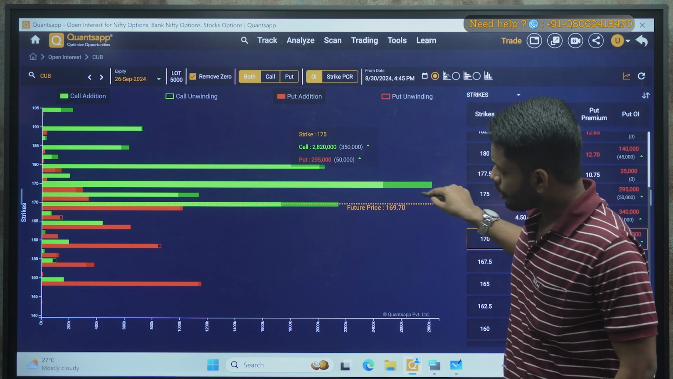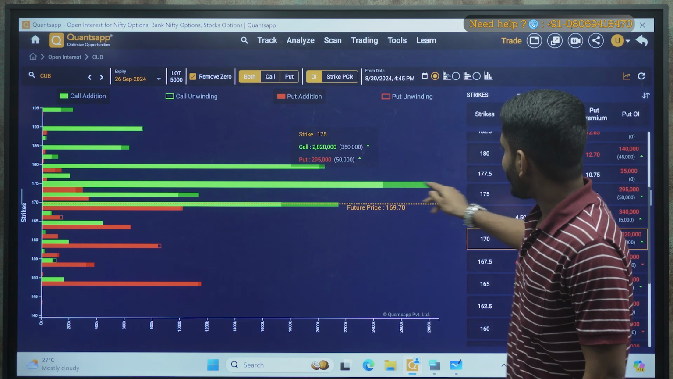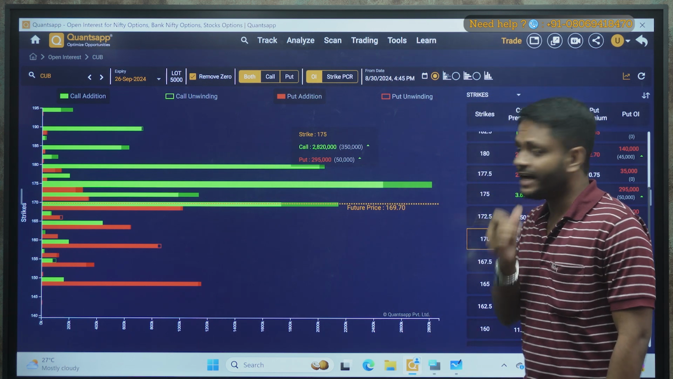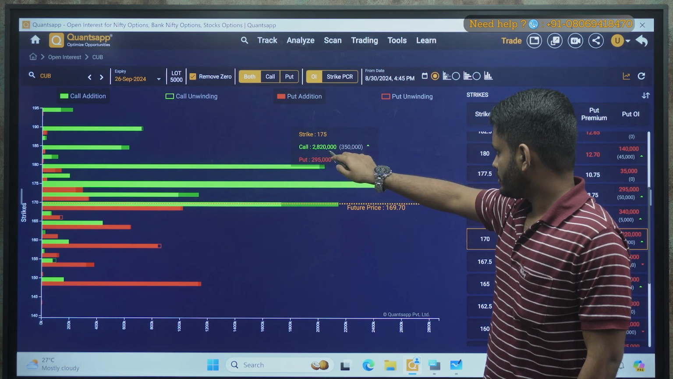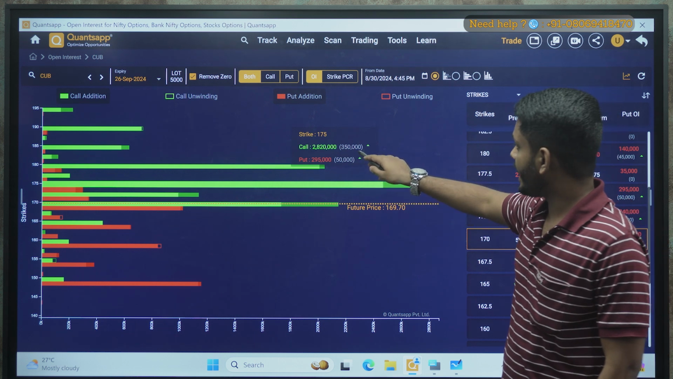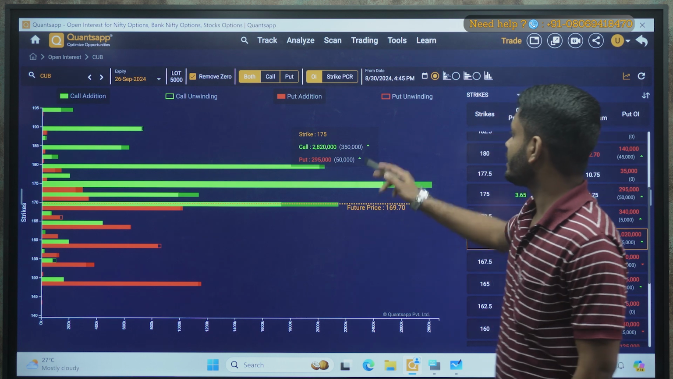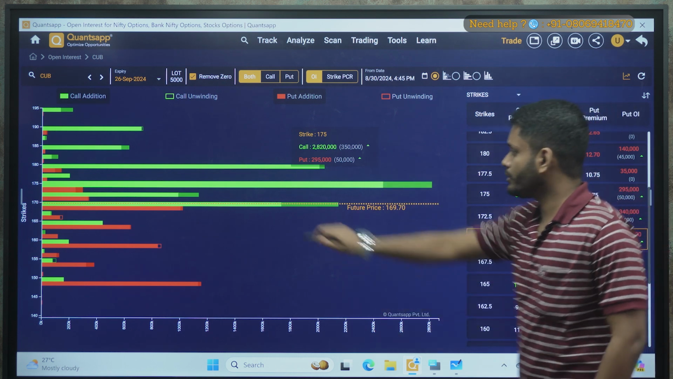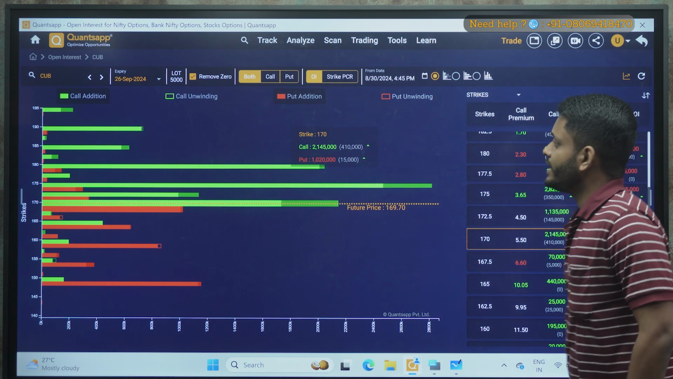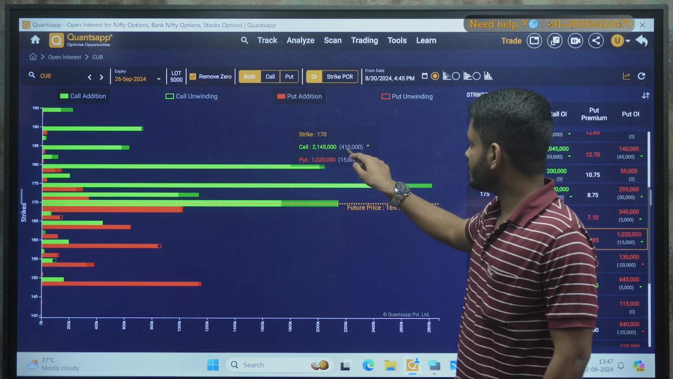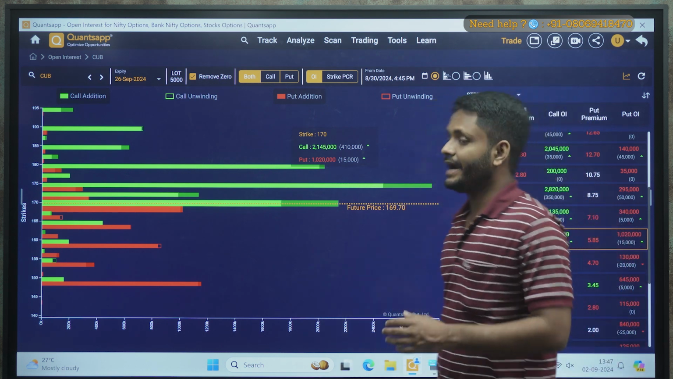Now the longest green bar, I would say, is the resistance, and if you see here, the dark green box, can you see, this is a call addition. See, 28 lakh 20,000 contracts were opened, and 3 lakh 50,000 contracts got added. Now here if you check again, at this strike 21 lakh 45,000 contracts were opened. Apart from that, 4 lakh 10,000 contracts got added. So this call addition should not happen.